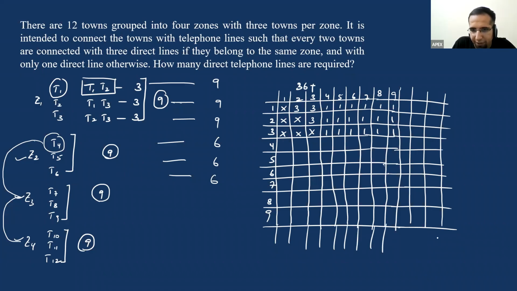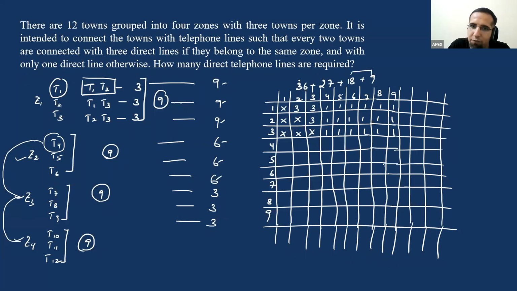So either you go with a grid here, then your job becomes pretty easy, or you can calculate it this way. Your job also becomes pretty easy. Now T7 will have only 3 people outside the zone. So T7 will have 3 lines, T8 will have 3 lines, and T9 will have 3 lines. Clear? So you have 36. Then 9 plus 9 plus 9 is 27. 6 plus 6 plus 6 will be 18. And 3 plus 3 plus 3 will be again 9. So 27 plus 27 is 54. 54 plus 36, your answer in this case becomes 90.